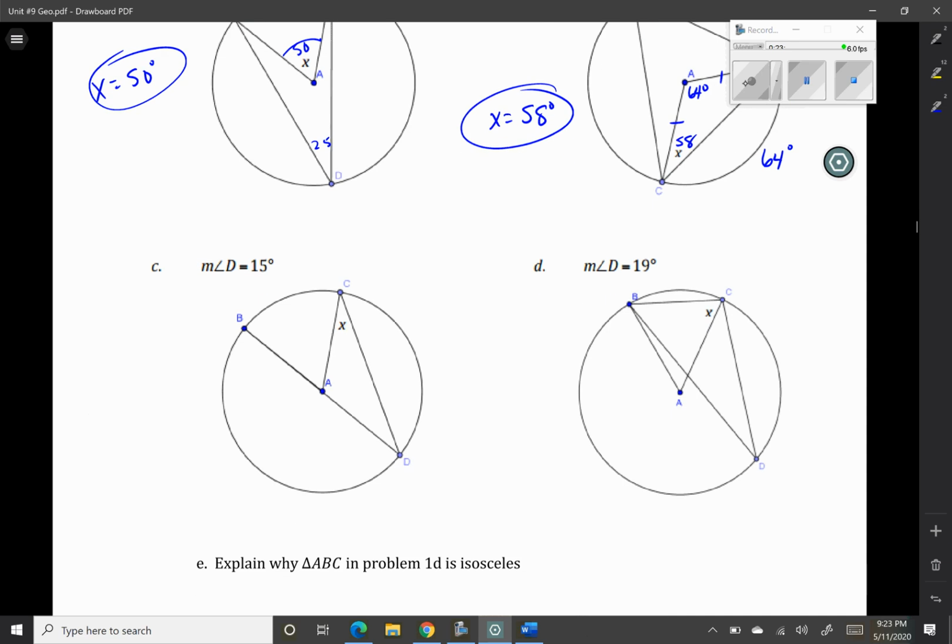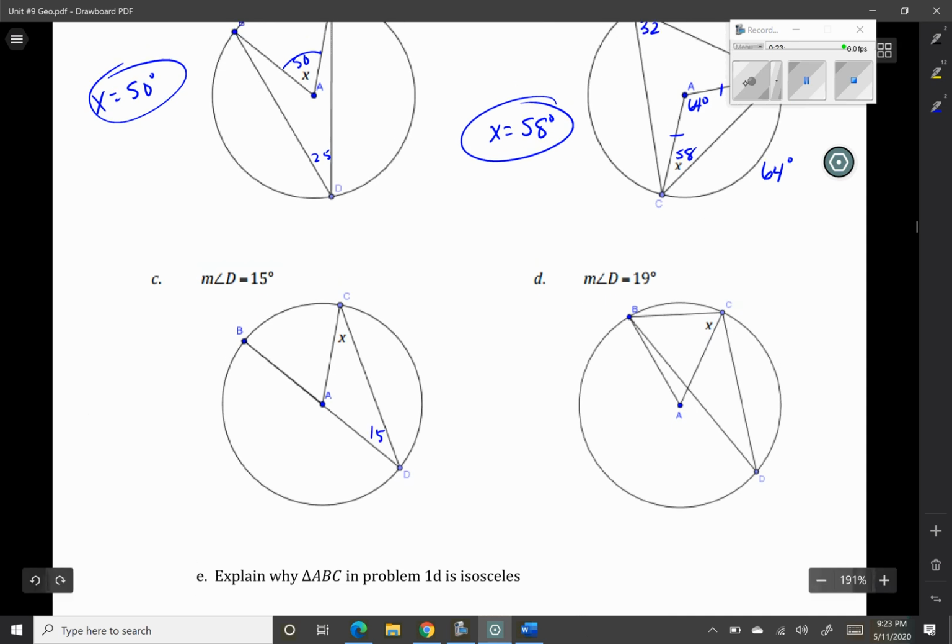Part C says angle D is 15 degrees. If that's 15 degrees, well, X is also 15 degrees. It has to be. It's the same size because this is isosceles. Now, I could have found the missing arc. I could have said that this is 30, making this 30, making this one 50, and we could get it that way too. But knowing that this is isosceles makes this even quicker and actually a very easy question. Shouldn't even be in here.